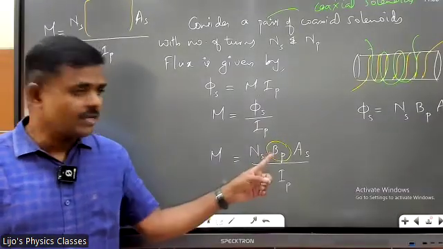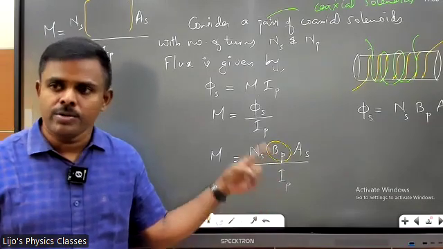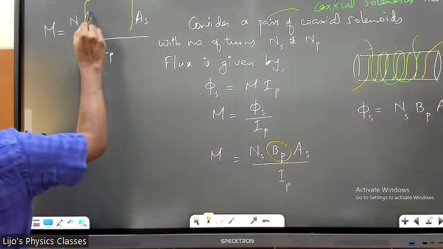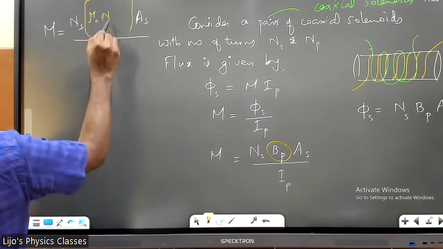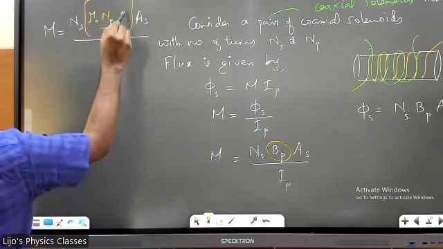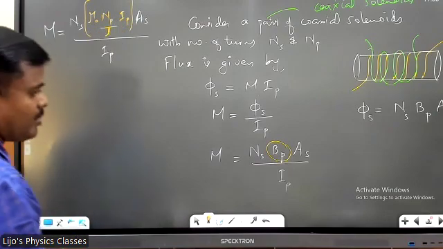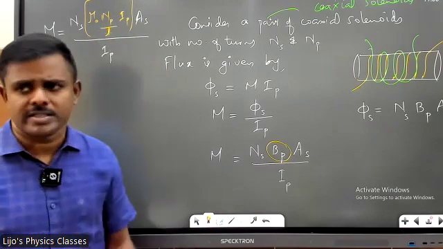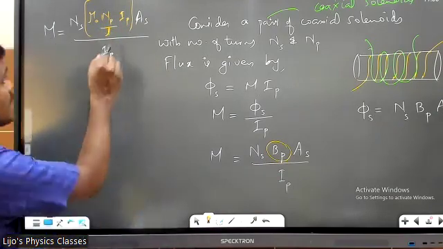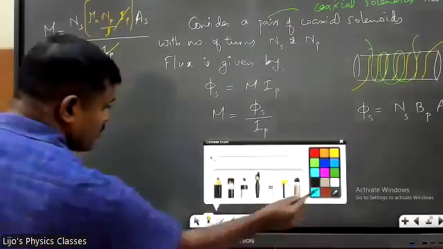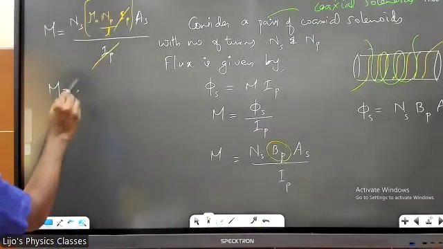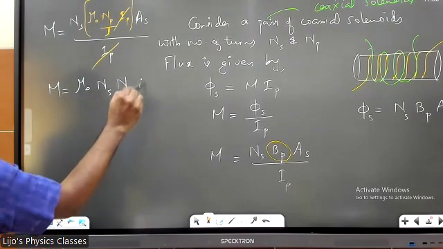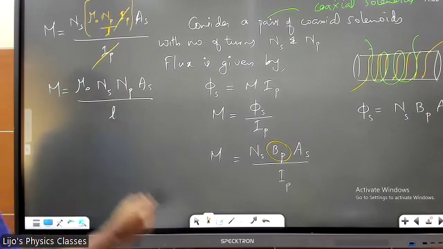What is the magnetic field? Mu 0 N by L into I. So mu 0 NP by L into IP, because I am talking about the primary. That is why I put the suffix P. Even for L you can put P, but it is not essential. So cut IP. What do we get finally? M is equal to mu 0 NS NP AS by L.